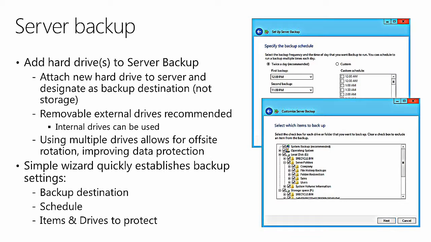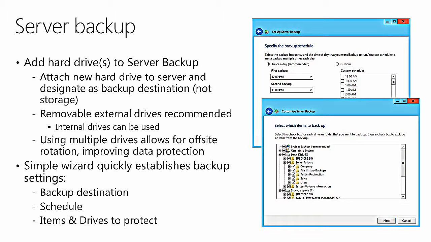And you can go to the storage tab and the hard drive sub-tab, and you can designate hard drives to be used for server backup. These can be internal drives, but we recommend external drives that you can remove, like USB type drives. The idea is that you would have multiple drives designated as backup destinations so that you can rotate them and take them off site, and this just gives you additional layers of data protection, especially if you move them off site.